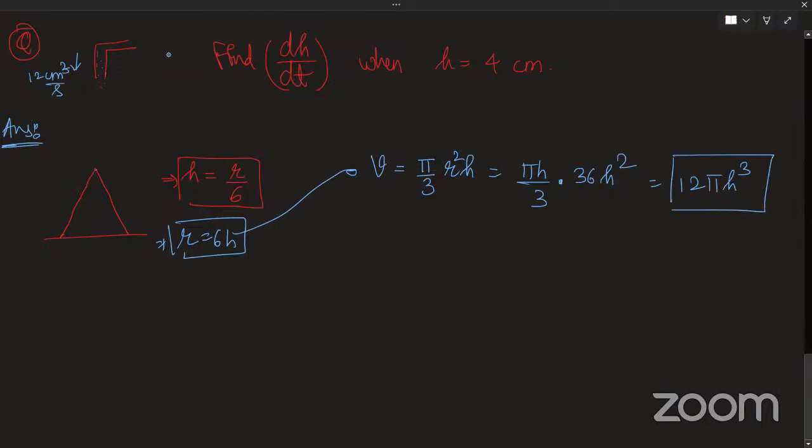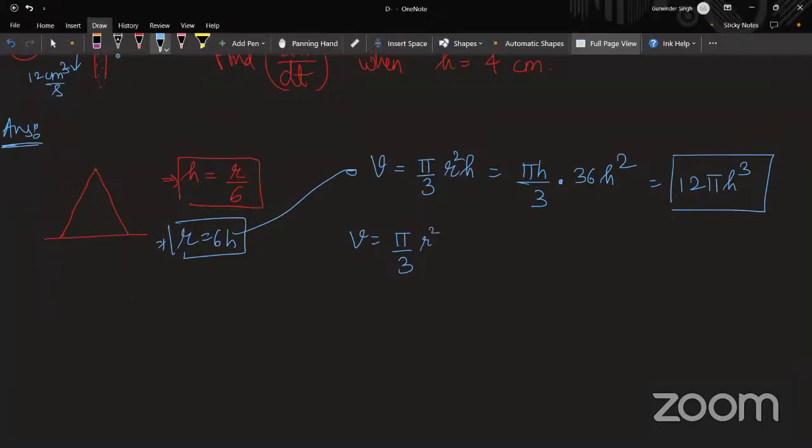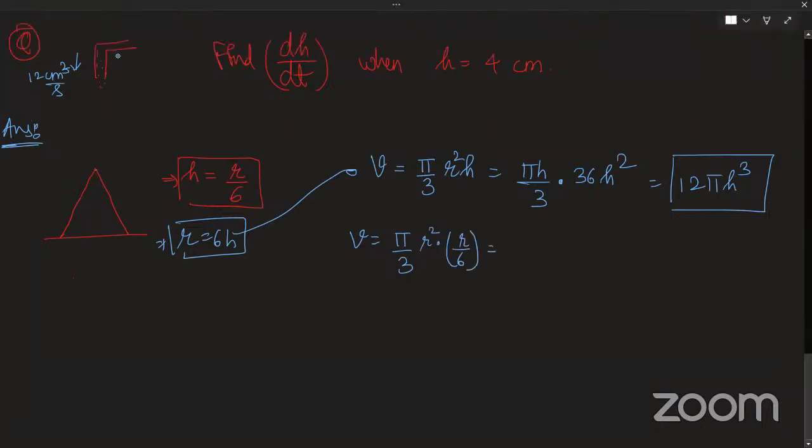Everyone, do you agree with this? See, the shape is already given to me. The cone will always retain its shape. The shape of the cone is always such that height is 1/6 of radius. So I can just directly write it in terms of h. I could have written it in terms of r also. Let me show you how I can do it. So r square into, I can write h as r by 6. So it will become pi r cube by 18. I can do it like this also.